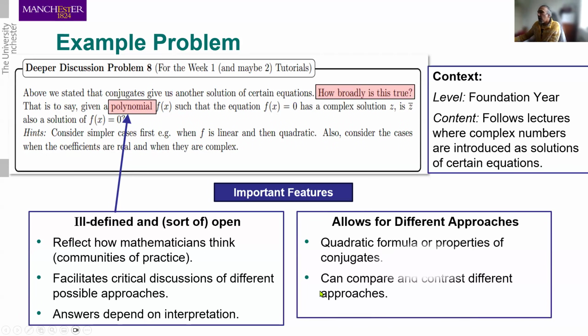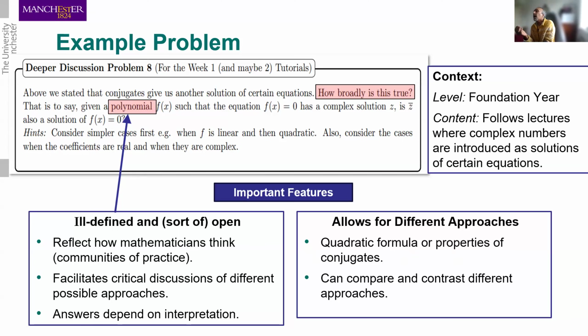Another feature, following on from that: even once you make this concrete, what kind of polynomial you have here, this problem would still allow for different approaches. One approach that students tend to go for almost automatically is to try and use the quadratic formula to show that this is true. But another way of showing that this is true in the case when you have real coefficients is to use the properties of complex conjugates.